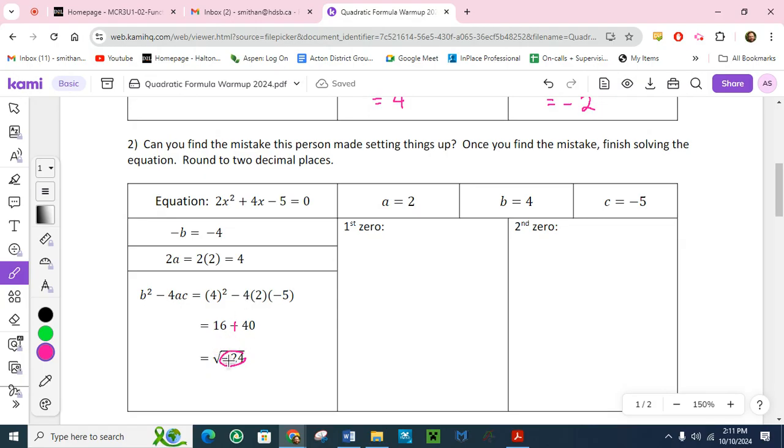You guys, does yours have a root sign on it? No. Yeah, I fixed yours. I didn't fix my electronic copy. But yeah, it should be the root of 56. Okay. And now you guys can continue. Same old, same old.